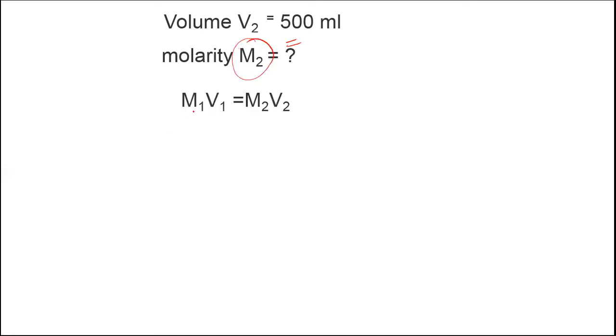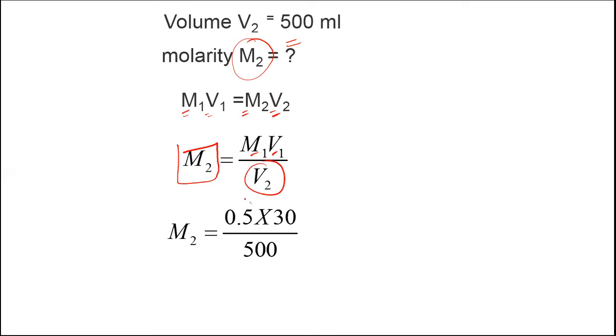Here we use the formula, that is M1V1 is equal to M2V2. Here when we cross multiply it, M2 is equal to M1V1 upon V2. We substitute the value. Here M1 is 0.5, V1 is 30, V2 is 500. We remove this decimal, 10, 10, 10. The value comes to be 3 by 100. So the net molarity is 0.03 molar.